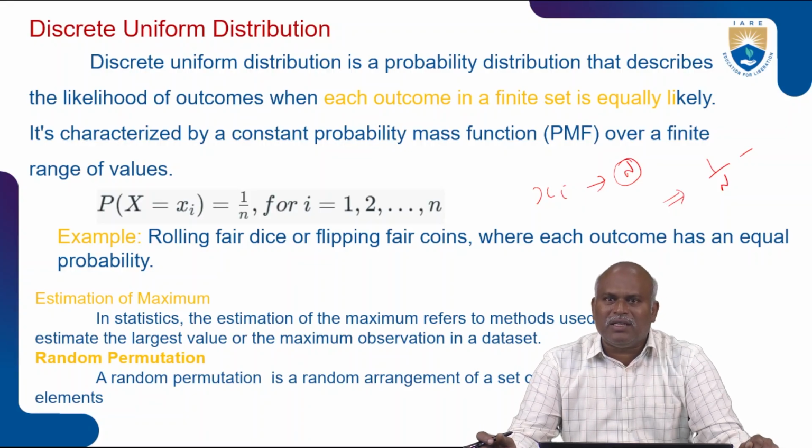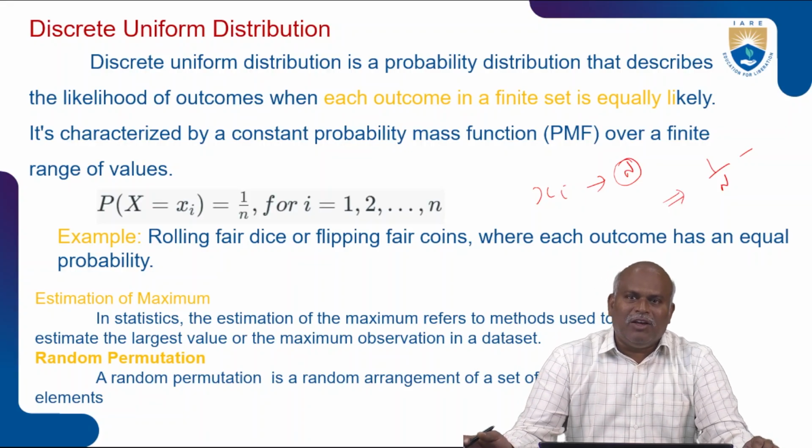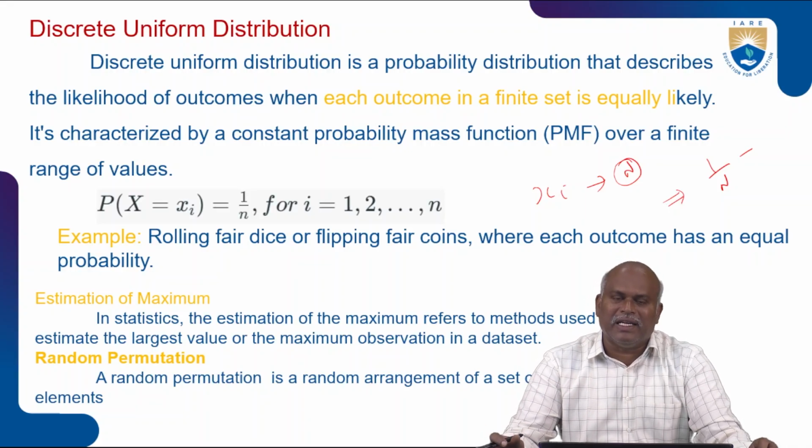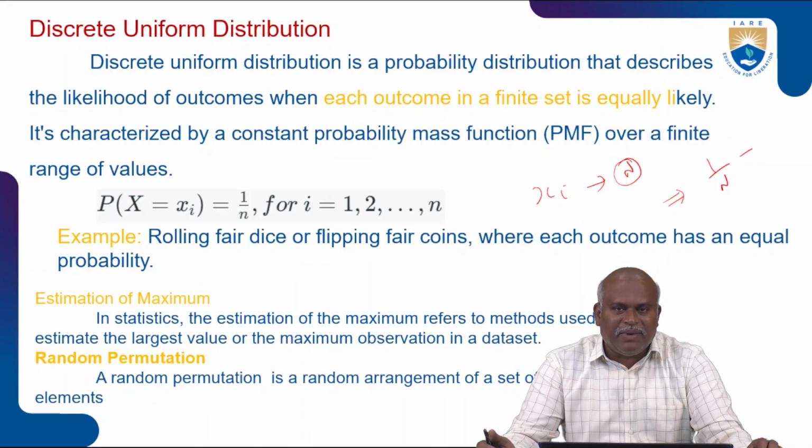Okay, so that's what we represent as the maximum observation in a data set, a large value of the probability condition. That is called the estimation of maximum.